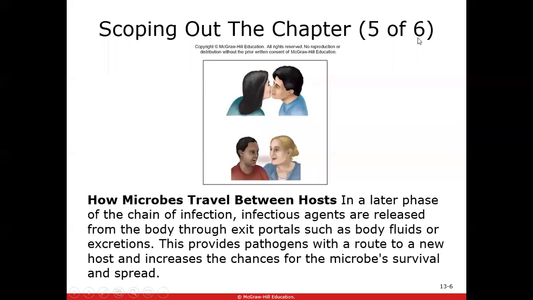Then we look at how microbes travel between hosts. So in the later phase in the chain of infection, infectious agents are released from the body through exit portals, such as body fluids or excretions. This provides pathogens with a route to a new host and increases the chances for the microbe's survival and spread. So let's say this person has an infectious microbe and they spread it to another person. Their exit portal is through their mucus, and through the mucus, it infects another person. That's an example of what they're talking about.